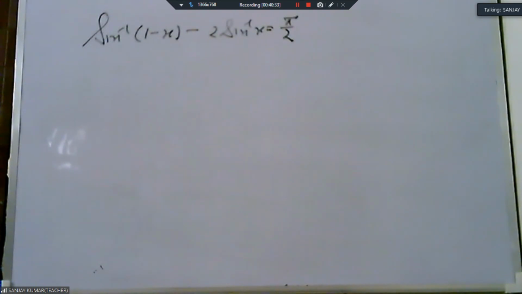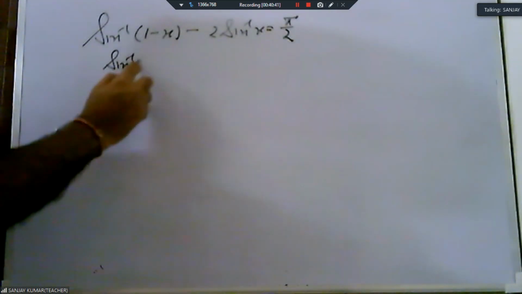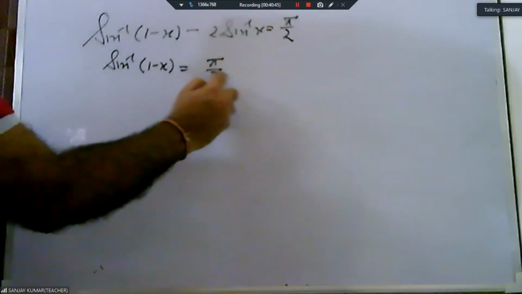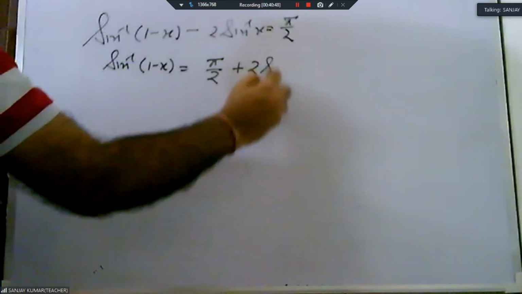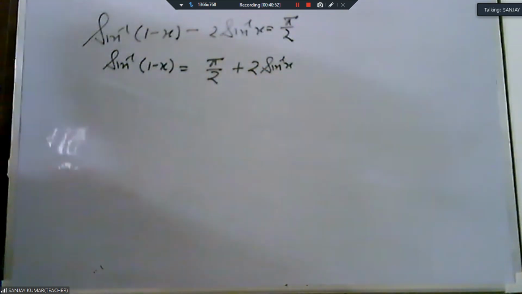Okay, look, the fourth question: sin inverse of 1 minus x minus 2 sin inverse x equal to pi by 2. So we apply the same method here. We are taking sin inverse 1 minus x, the one number we take to that side. This is pi by 2 plus 2 sin inverse x. Carefully see this question. This is a very, very important question.